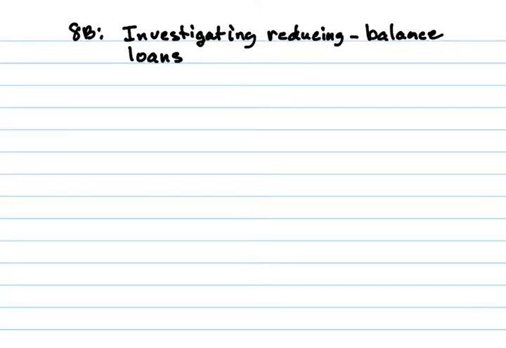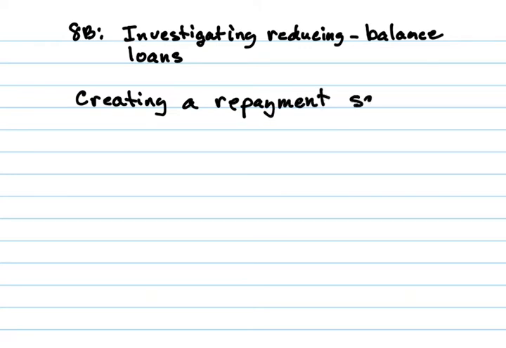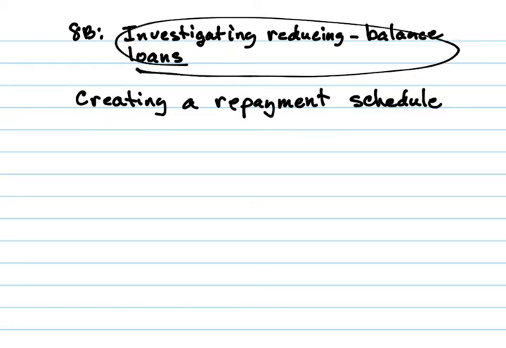All right, so today we're going to look at 8B, which is titled Investigating Reducing Balance Loans, which has nothing really to do with what you're doing. Instead, what we're going to do is call it Creating a Repayment Schedule. Now, sadly, that means that on a test or an exam, they're still going to call it this nonsense, but we will work with that, okay?